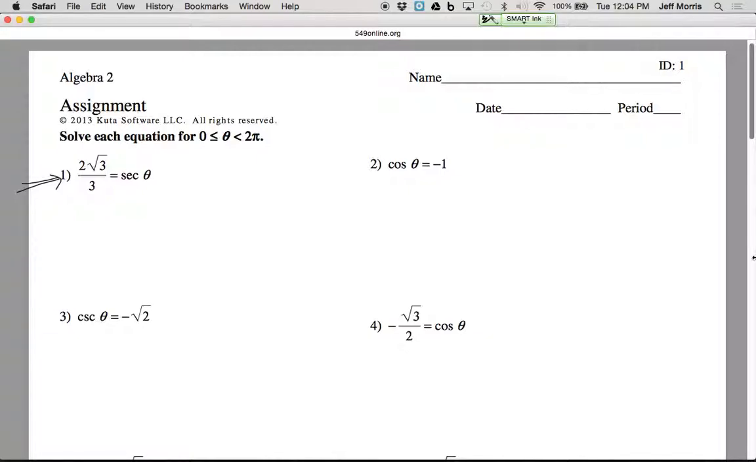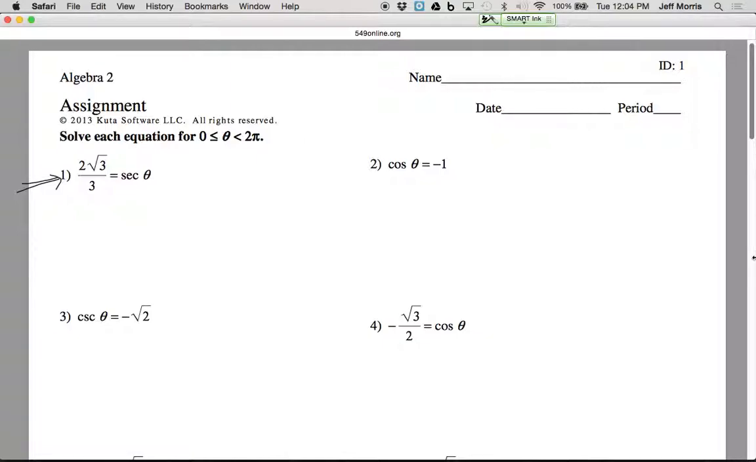What's the reciprocal of root 2 over 2? Root 2. So you know the reciprocal of root 2 is root 2 over 2. What's the reciprocal of root 3 over 2? 2 root 3 over 3. So what's the reciprocal of 2 root 3 over 3? Root 3 over 2. You need to know that. What's the reciprocal of 1? 1. What's the reciprocal of negative 1? Negative 1. What's the reciprocal of 0? Undefined. What's the reciprocal of undefined? 0. All right, you know them all. So now we can start.